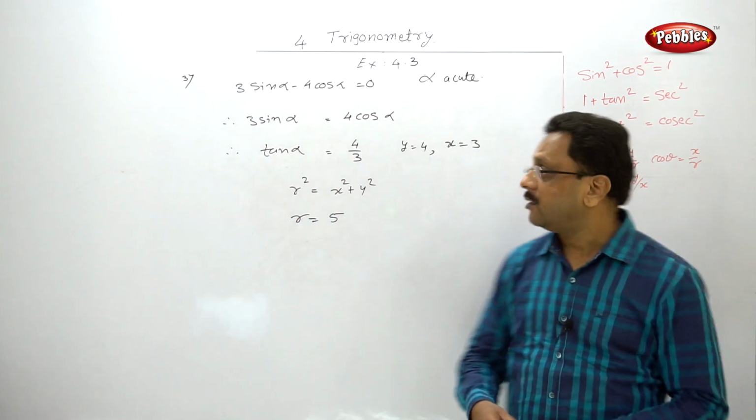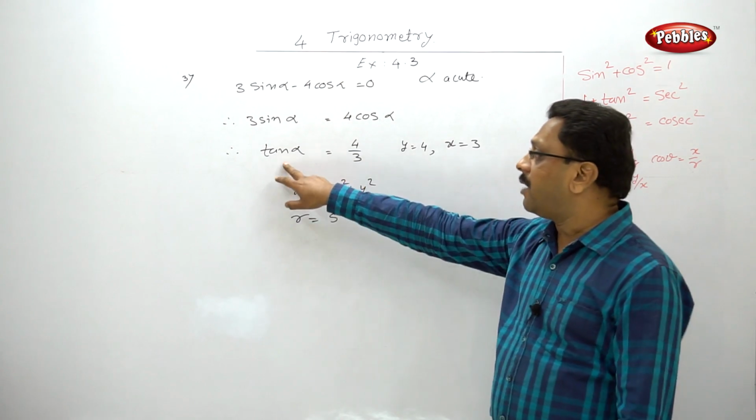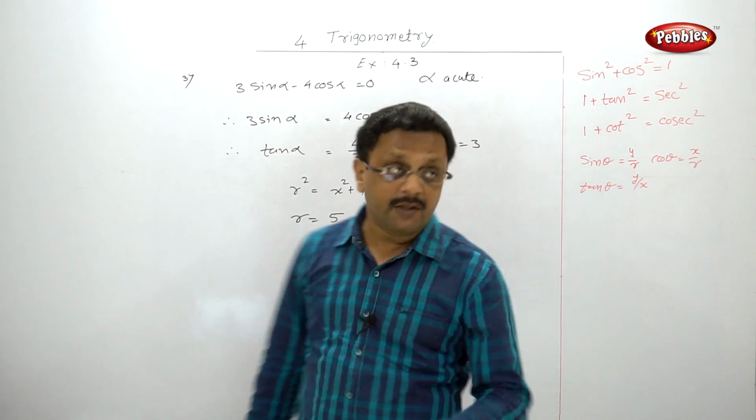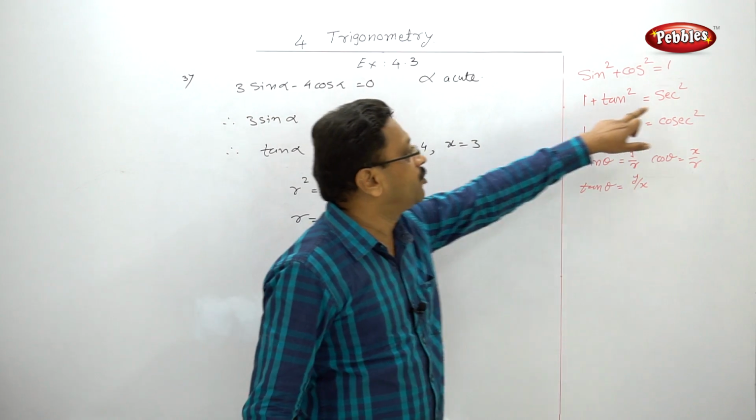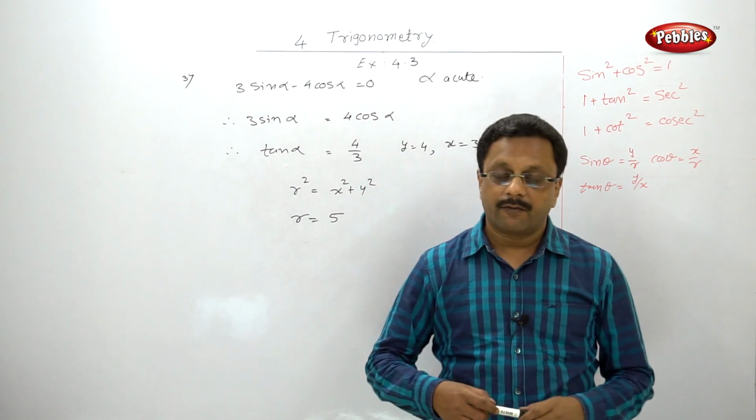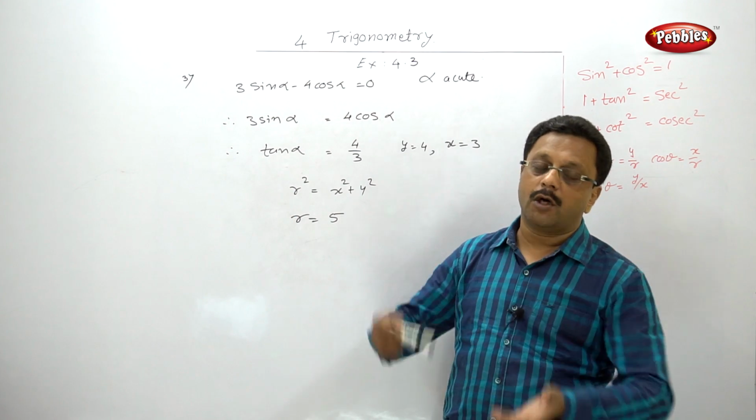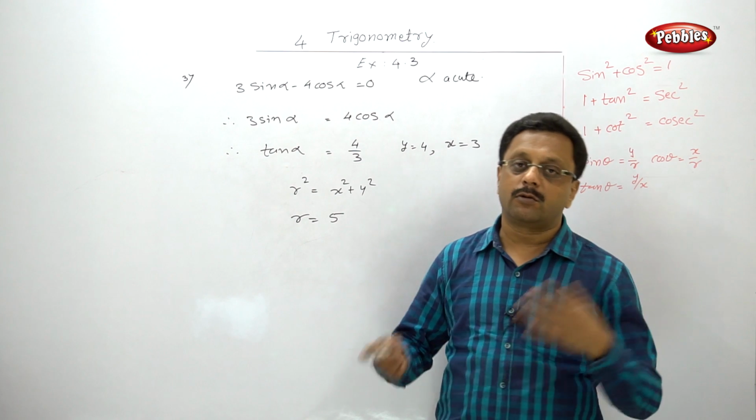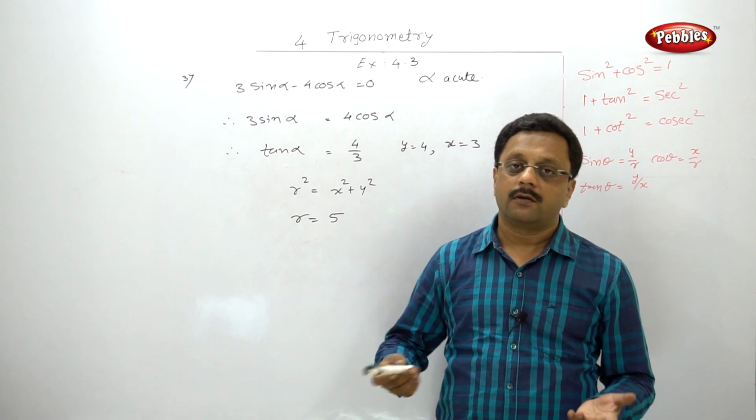So simple example. By the way, when you have tan, you can even use 1 plus tan square is equal to sec square and find out the sec. Once you know the sec, you will know the cos. Once you know the cos, you will know the sine and the rest of the ratios.